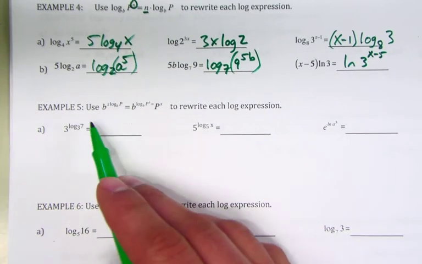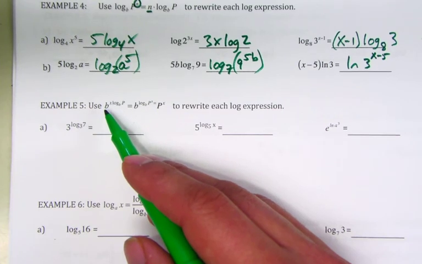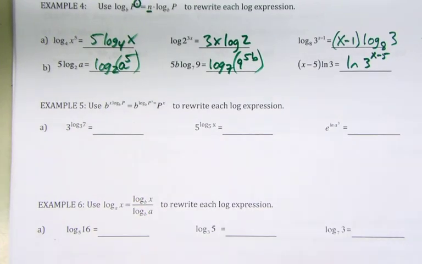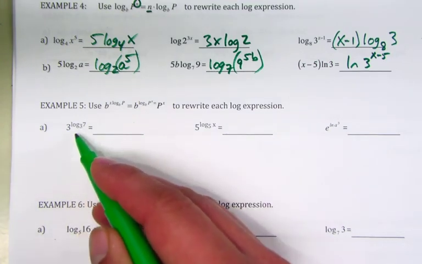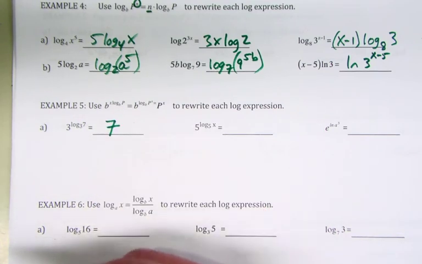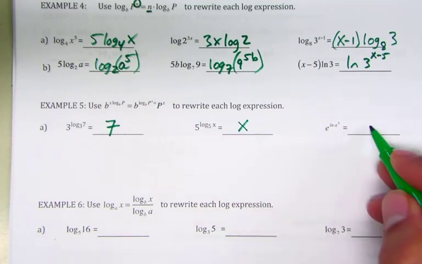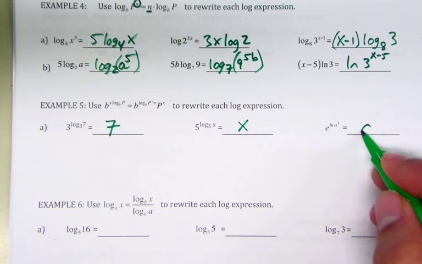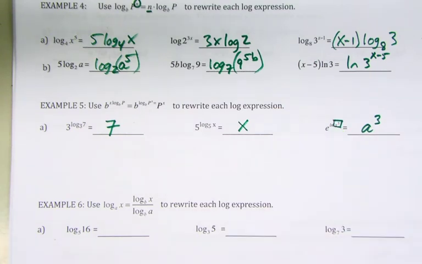Other property. All you need to remember for this one is that log base b and b to a power are opposites, right? So if we have 3 to the log base 3 of 7, you're going to get 7. What about here? X. What about here? A to the 3. Whatever's on the inside. Whatever's on the inside is what. Okay?